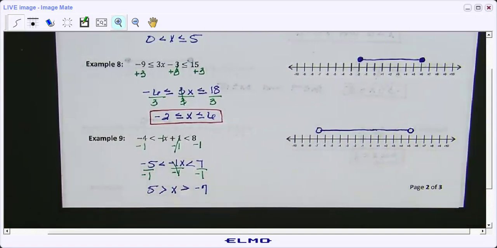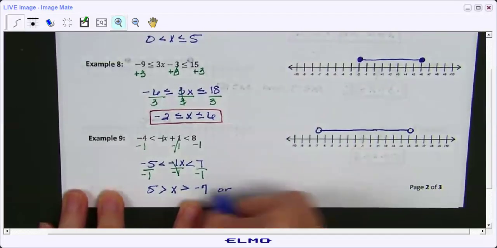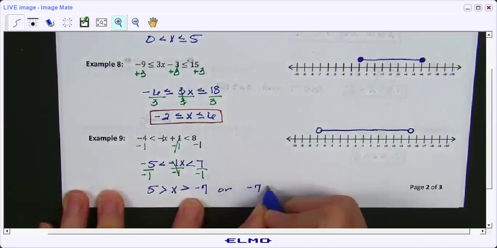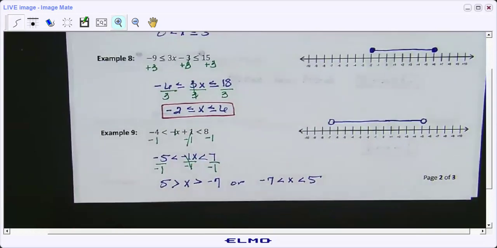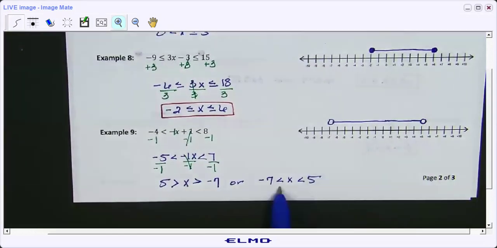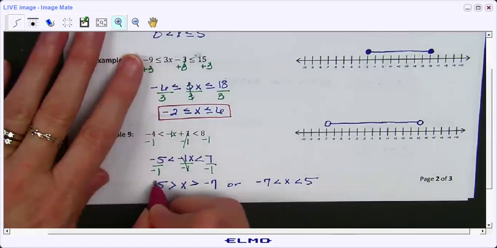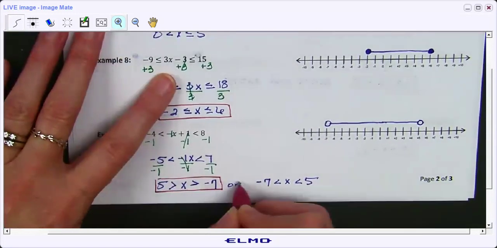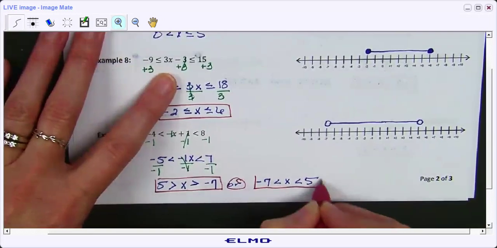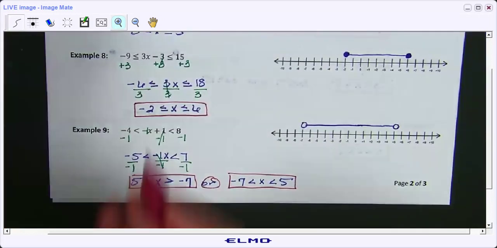Wait, how will they meet? Oh, it's negative. Yeah, it's negative 7. So, and you can always flip this to negative 7 is less than x, which is less than 5. Either one of those works, especially since all the rest look like this. But either answer is okay. Oh, I didn't box this one.